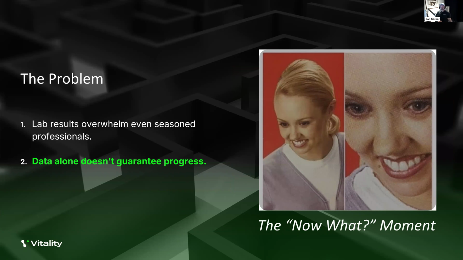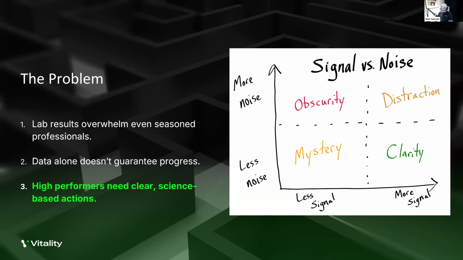What do I do? I've been given seven wearable metrics, 100 blood biomarkers, and I do not know how to contextualize this. I don't know how it connects to my goal. I don't know how it connects to preventative health, the future of my goal. I don't know absolutely anything about this data and what's been more researched and what hasn't. That now what moment is everywhere right now.